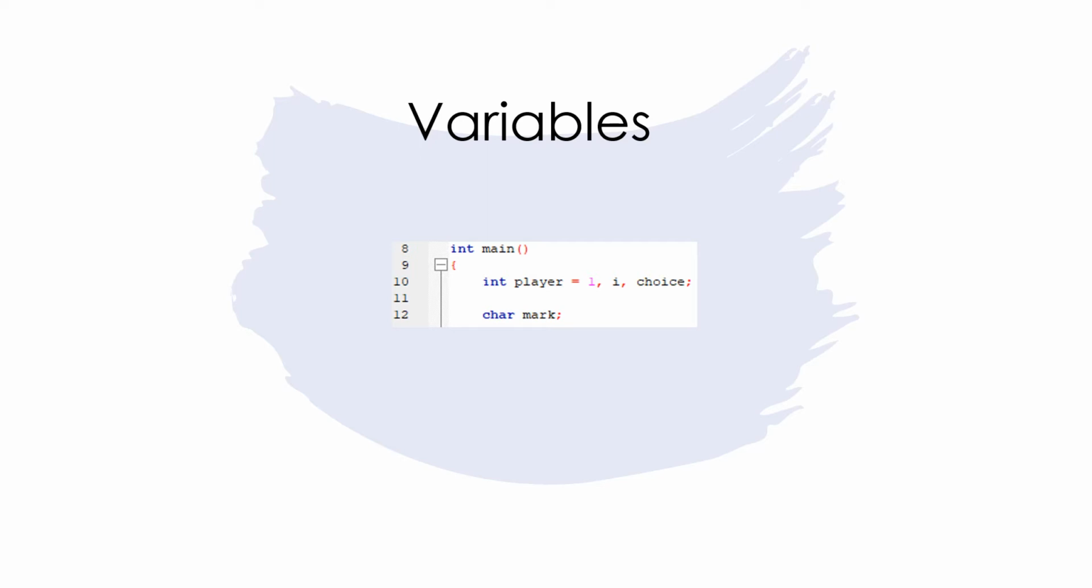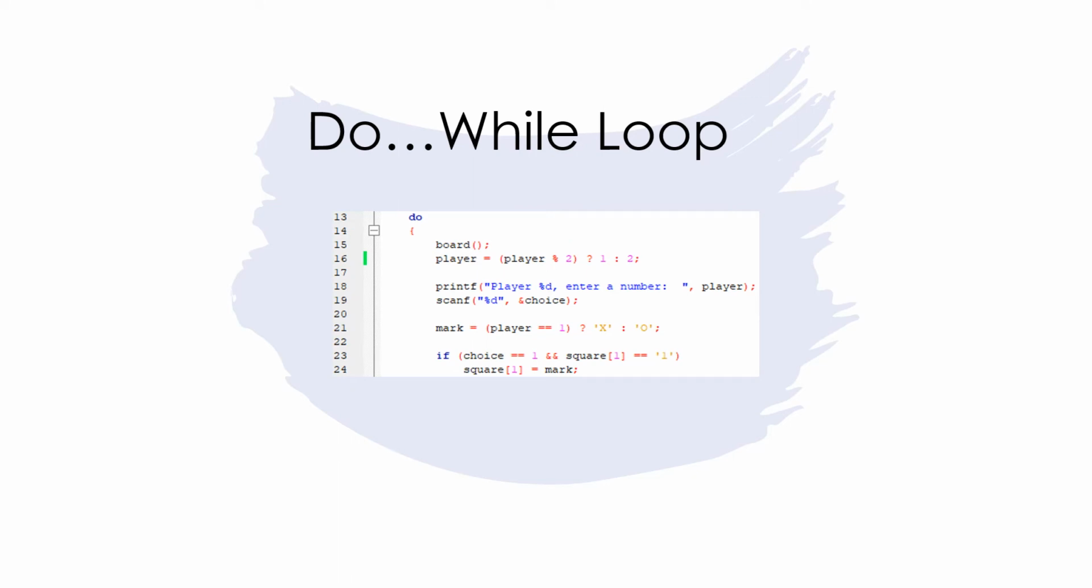The next thing in our main function will be a do-while loop. This loop will help players select in which square they want to put their marks. Inside this do-while loop, the first thing the program is going to do is call the user-defined function board, which, as I said before, will create the figure formed by two vertical lines crossing two horizontal lines.